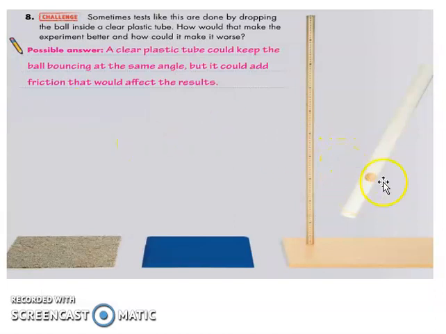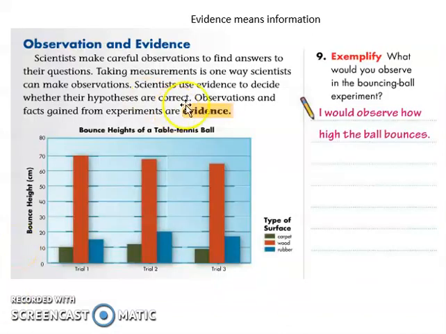So this is the picture of the experiment that they are doing. They use a plastic tube and three types of surfaces. Now, scientists also observe and find evidence. Evidence is information. Scientists take careful observations and find answers to their question. Taking measurements is one way scientists can make observations. Scientists use evidence to decide whether their hypotheses are correct.